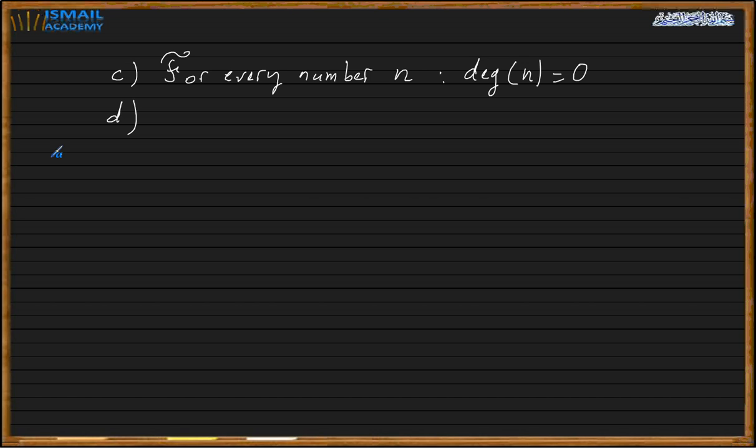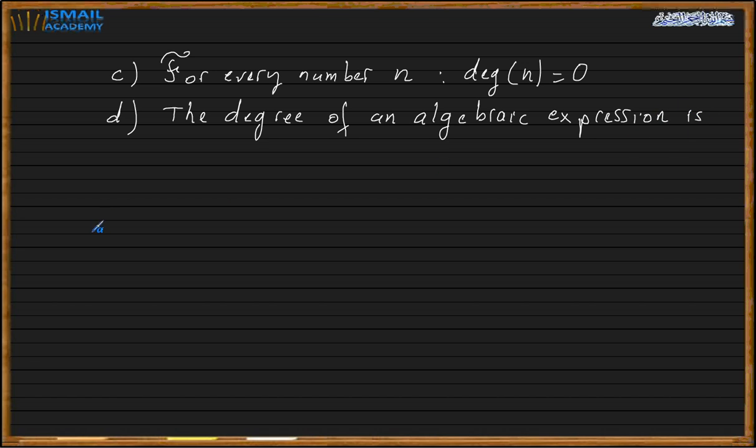And the next property: the degree of an algebraic expression is the degree of its highest term. You check the degree of each term and you pick the highest. So the highest of those degrees is going to be the degree of the whole expression. So the degree of an algebraic expression is the degree of its highest term.